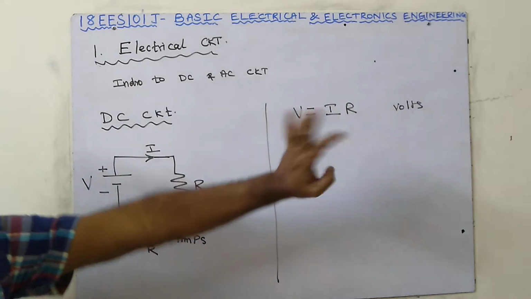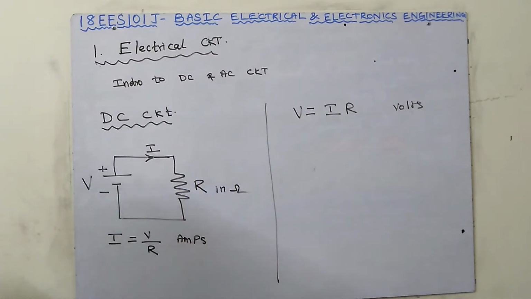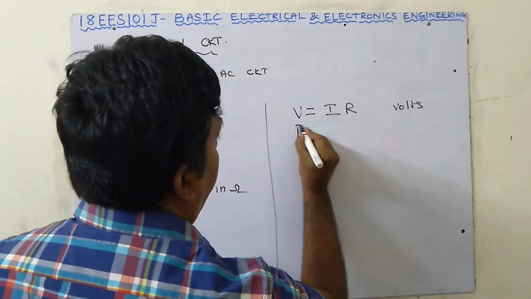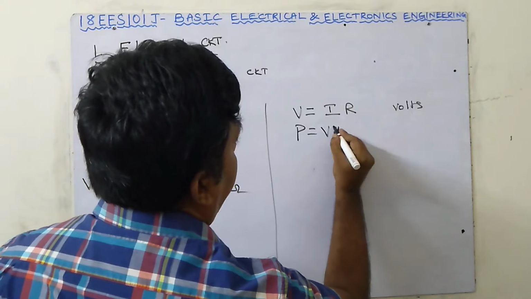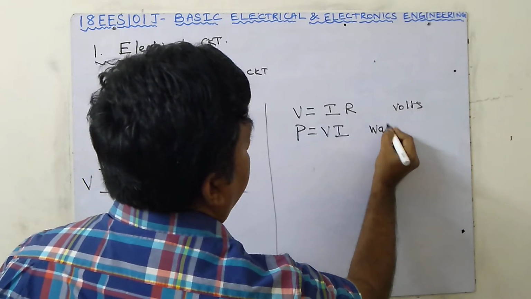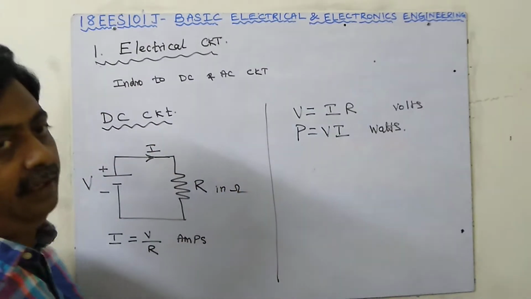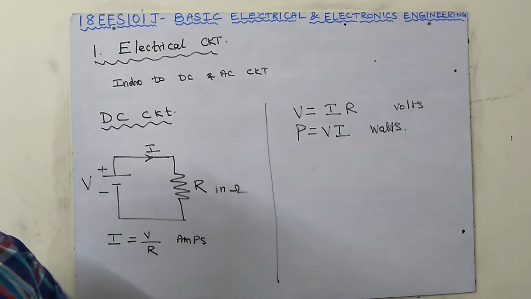So V equal to IR, this is Ohm's law. Okay, so how much power is consumed? This is the voltage equation. See, power P equal to VI. Unit is watts. Power P equal to V into I. Voltage into current.